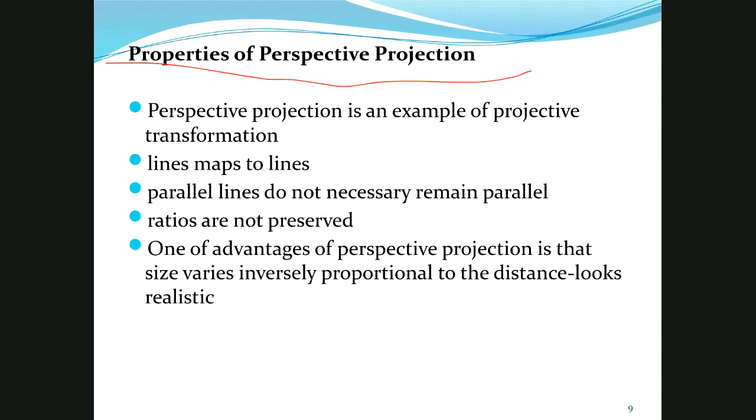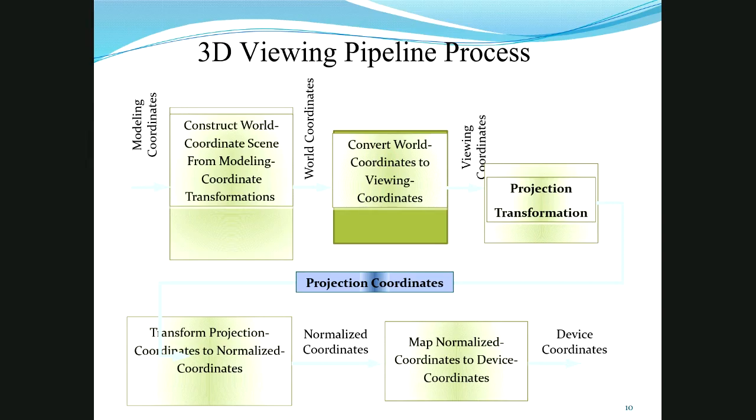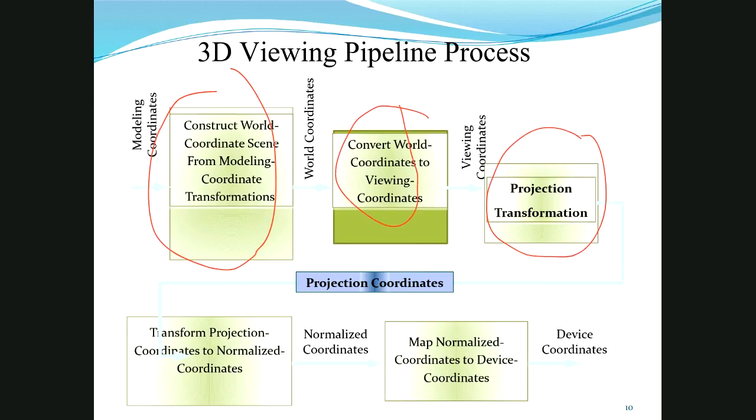Okay, then coming to the 3D viewing pipeline procedure. It is the same as the two-dimensional viewing pipeline. Here, first you construct the modeling, then you transform to the world coordinates, then you transform to the viewing and projection coordinates, then you transform to the normalized coordinates. After the normalized coordinates projection, you transfer the three-dimensional objects to the device coordinates to display your output. The same procedure applies here also.